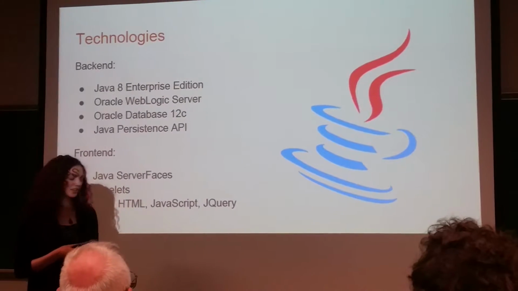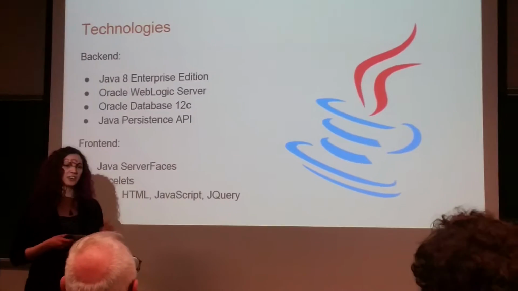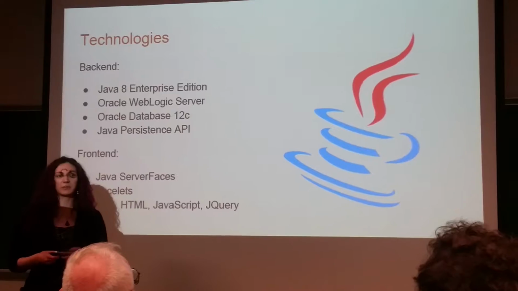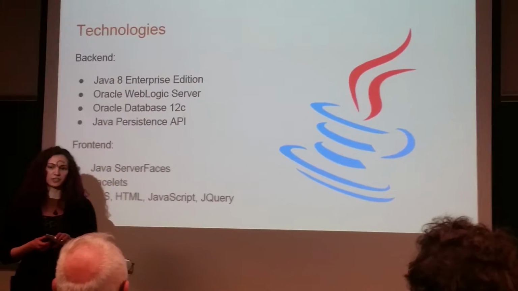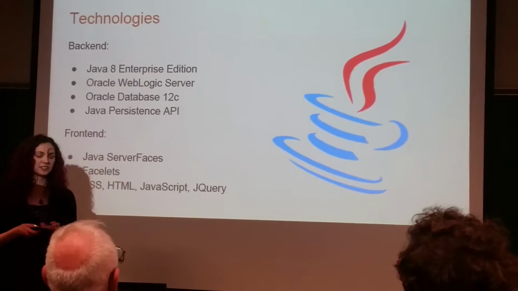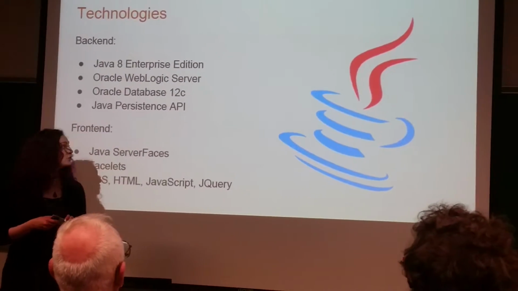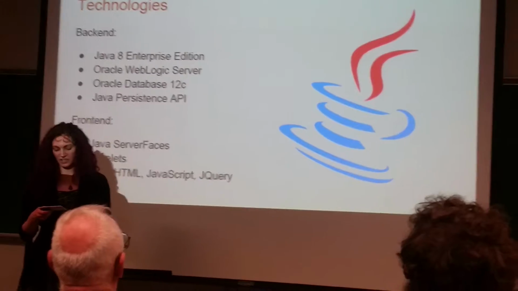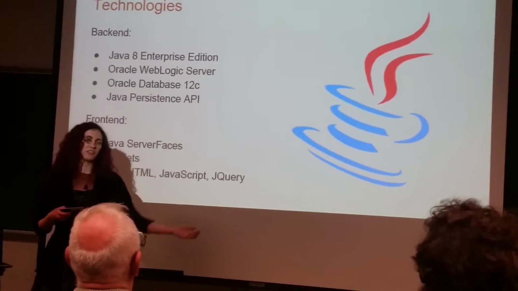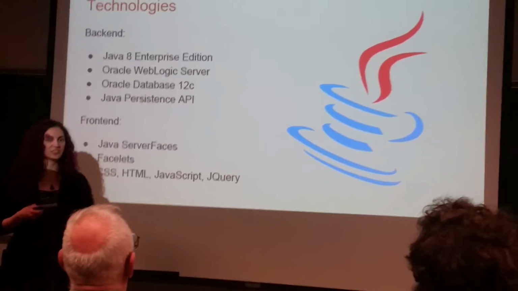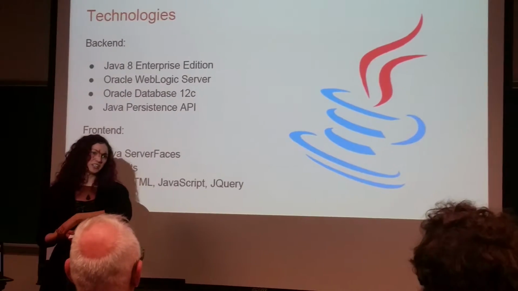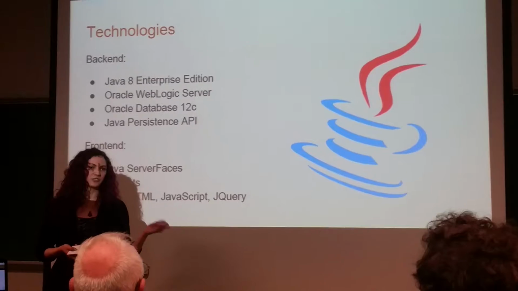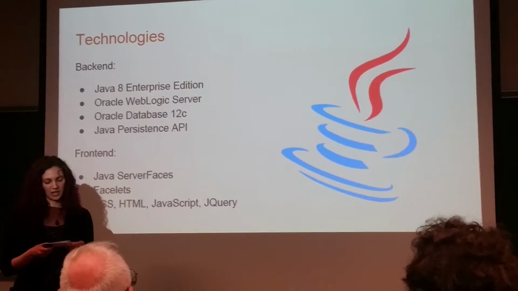So, the technologies I used. Java Enterprise Edition programming language on the back end. It's run on a WebLogic 12 server and uses Oracle 12c database, and uses JPA to manage the data between the Java objects and the database. Essentially, this allows me to persist my Java objects to the database and pull database entries and work with them as Java objects.